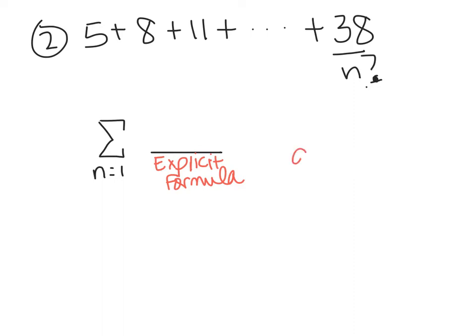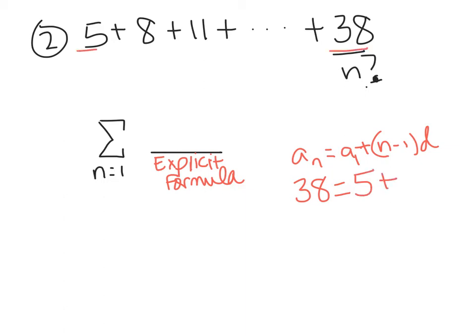So our explicit formula should be a sub n equals a1 plus n minus 1 times d. But in this case, we know our an is 38. We know our a1 is 5, but we don't know how many n's we have. And we know our d is 3, because we're adding 3 every time.